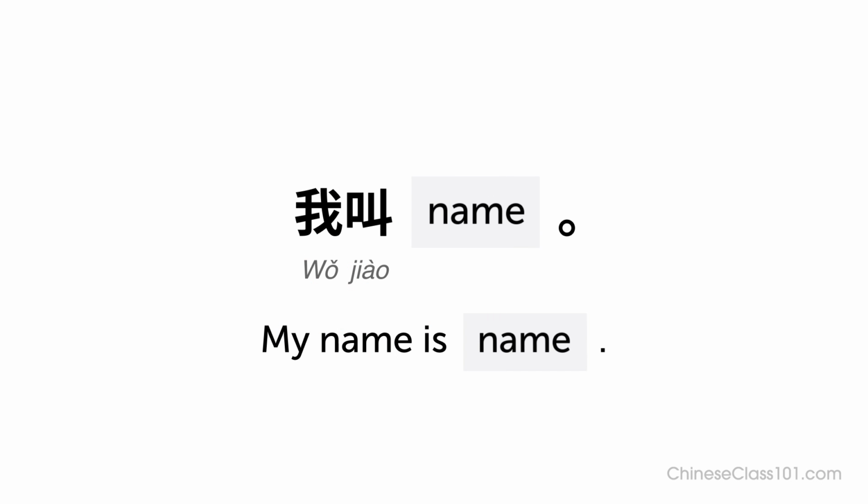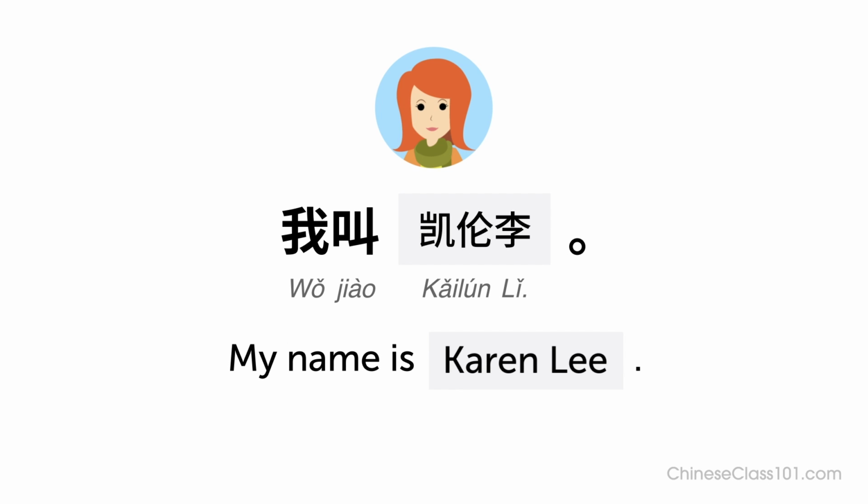The pattern is 我叫 name, my name is name. To use this pattern, simply replace the name placeholder with your name. Imagine you're Karen Lee. In Chinese, 凯伦李. Say, my name is Karen Lee. Ready? 我叫凯伦李. My name is Karen Lee.